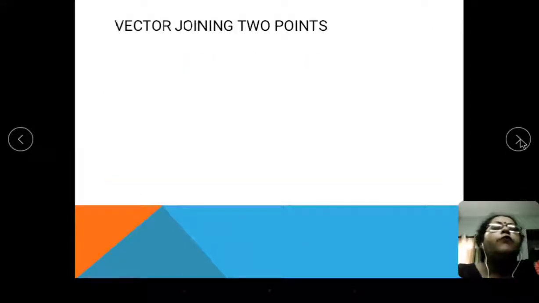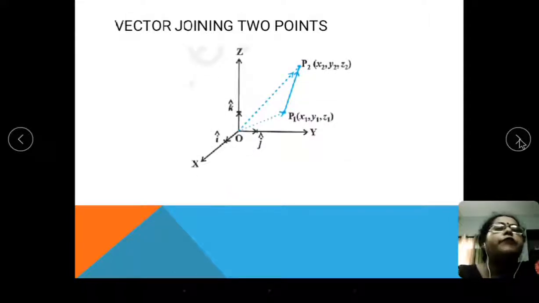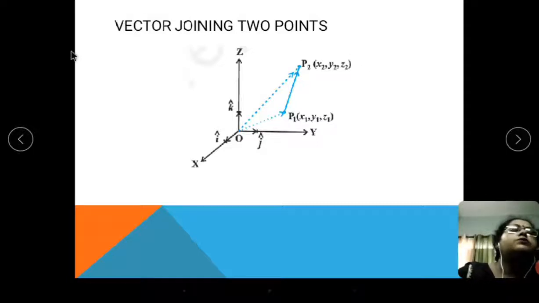Okay, now one more thing. We have looked into the component of a position vector, which was starting from the origin. But now if we have an arbitrary vector, say P1P2, whose starting point is P1 with the coordinates x1, y1, z1, and the terminal point is P2 whose coordinates are x2, y2, z2, how will we represent that? That is also very easy.